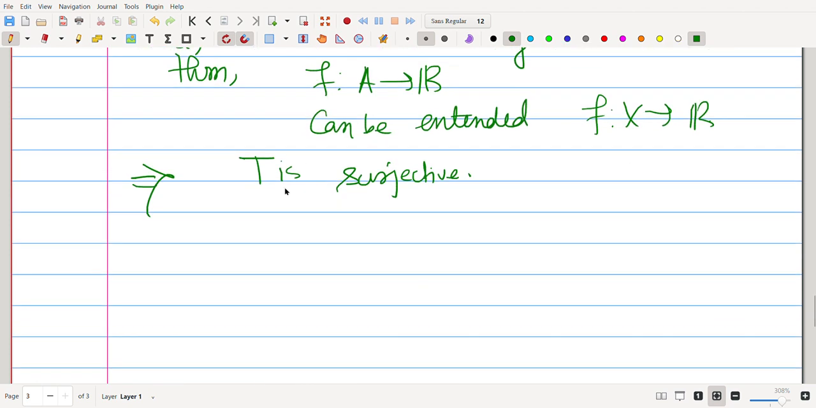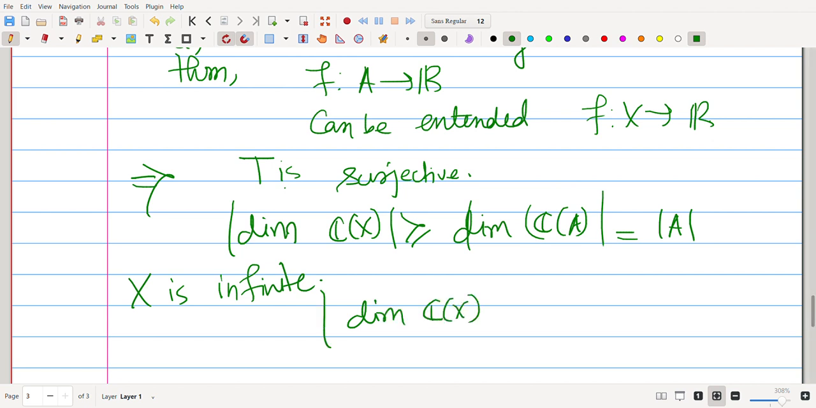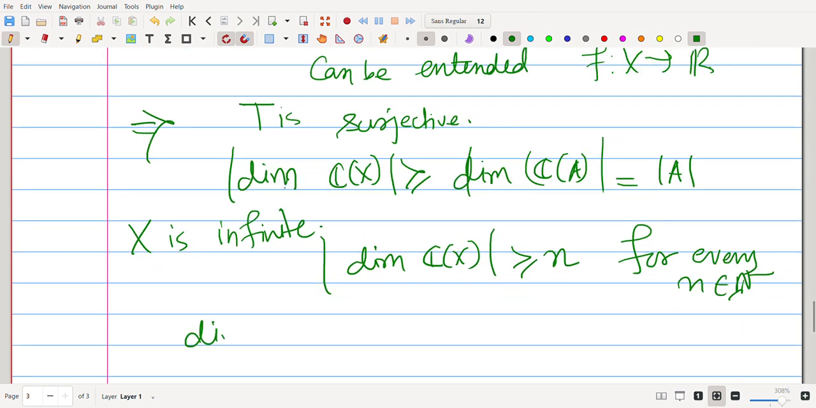So T is surjective. Then, because it is surjective, the dimension of C(X) is greater than or equal to the dimension of C(A). And A is finite, so the dimension of C(A) is the same as the order of A. Now if X is infinite, you can choose a finite set of any order, so the dimension of C(X) is greater than or equal to n for every n. This implies the dimension of C(X) over R is infinite.